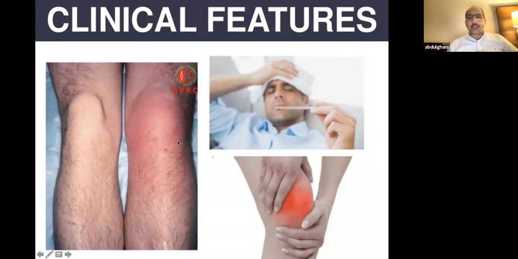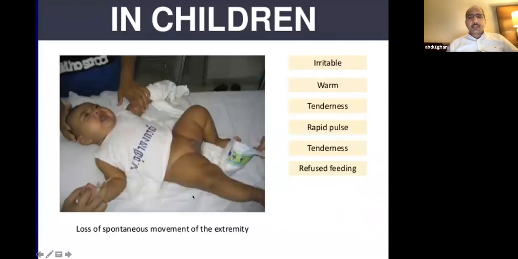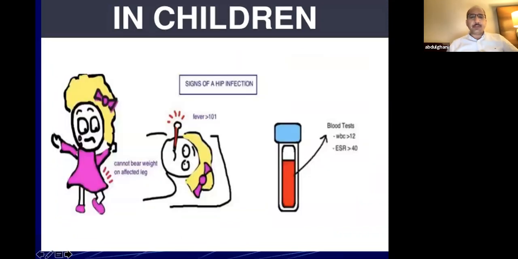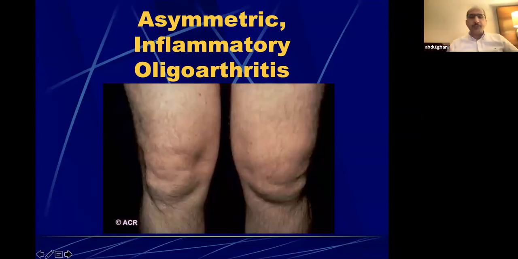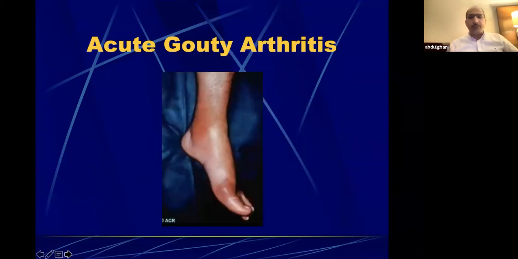Another example, red heart, patient febrile. So this is another example: the child is irritable, warm, with tenderness, rapid pulse, refused feeding, and loss of spontaneous movement of the extremity. Again, not able to bear weight, febrile child, and obviously you're going to ask for relevant blood investigation. An example of asymmetric inflammatory oligoarthritis, not septic arthritis.